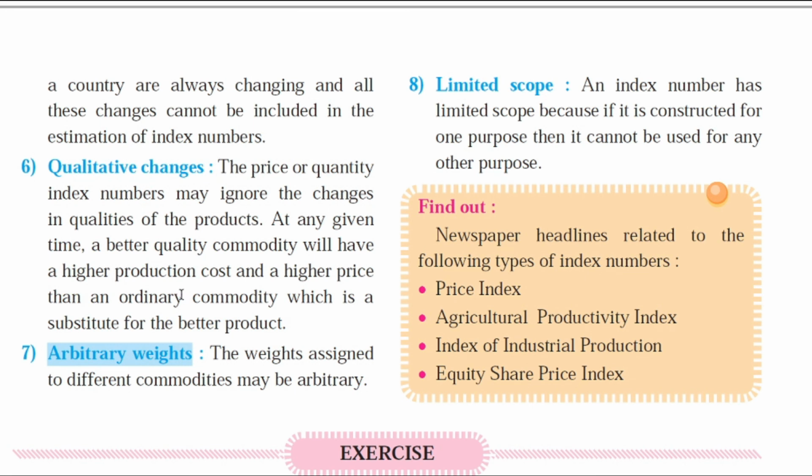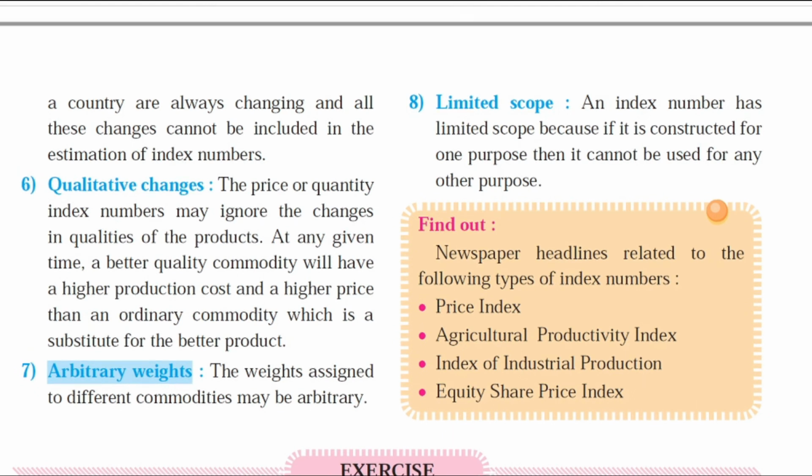Moving further, my dear students, the next point is arbitrary weights. That is, the weights assigned to different commodities may be arbitrary. They might be biased. Once again, it is very important that the weights which we assign in various methods of construction must not be arbitrary, and that is why it is also a limitation, because sometimes purposely also these things can be biased.